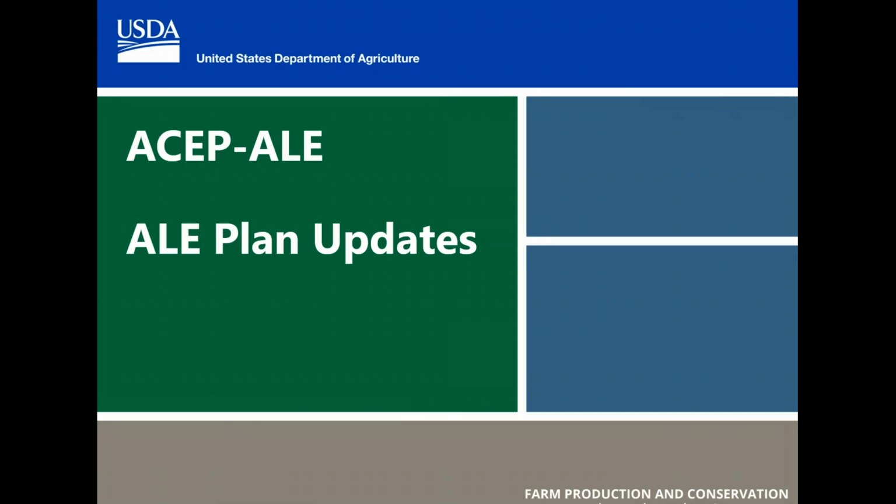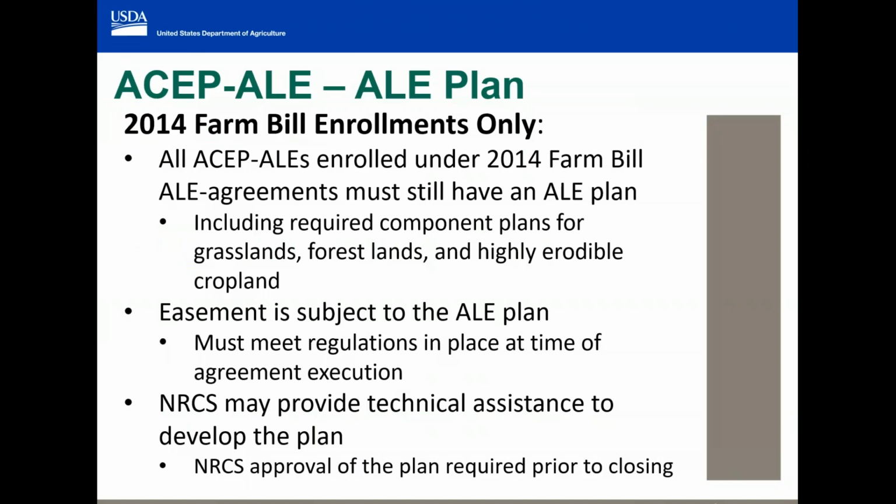Okay, moving into updates to the ALE plan. Next, please. Thank you. So I'll recap a little bit for the 2014 Farm Bill. As you may remember, any ALEs that were enrolled under the 2014 Farm Bill needed to be subject to an ALE plan. That is still true. So all of those older parcels, if you have not closed them yet, or even if you have closed them, are still all subject to the ALE plan. And that includes any component plans that were required: grassland plans, forest management plans, conservation plans for highly erodible cropland. So the easement is subject to the plan if it's under a 2014 Farm Bill agreement. And those plans needed to be and will need to be approved by NRCS, and NRCS is available to provide technical assistance in developing those plans. Next slide, please.